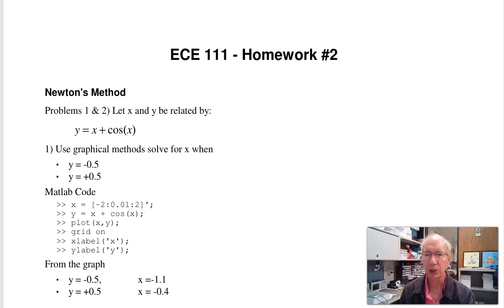Here are solutions to homework set number 2 for ECE 111. This homework set looks at using Matlab to solve one equation for one unknown. This is similar to what you do in Math 103 Algebra 1.